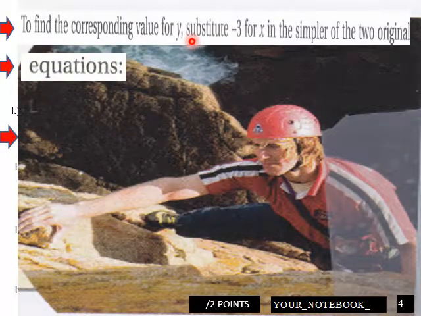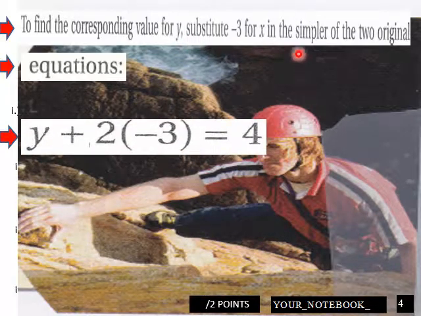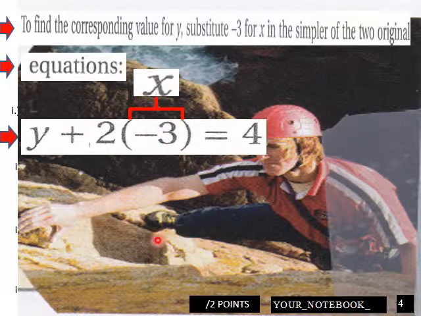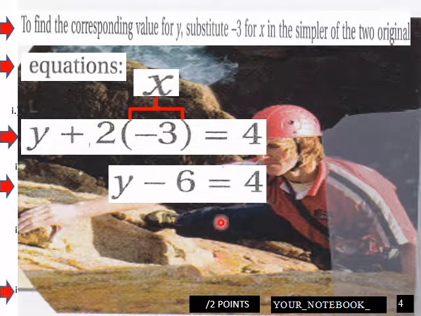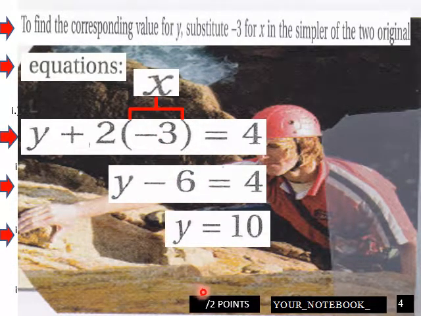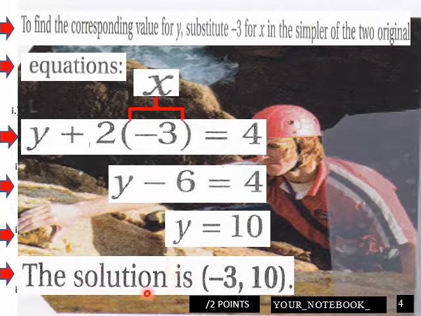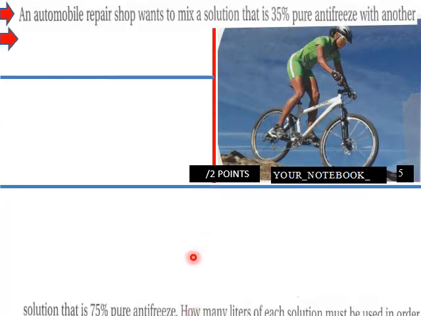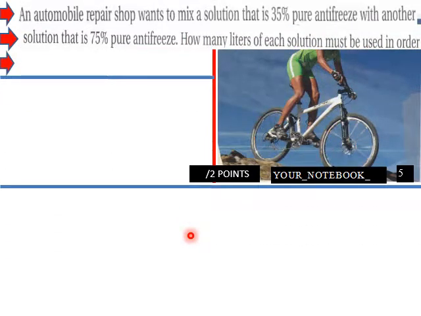To find the corresponding value for y, substitute negative 3 for x in the simpler of the two original equations. So we plug that in there. Negative 6 plus y equals 4, y equals 10. The solution is negative 3, 10. System of equations. Here's another example.